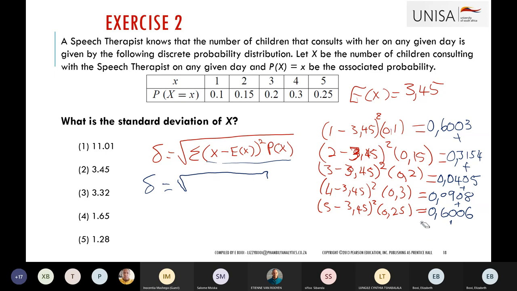When you add all of them, what do you get? 0.603 plus 0.3154 plus 0.0404 plus 0.0908 plus 0.6006. You get 1.647576.